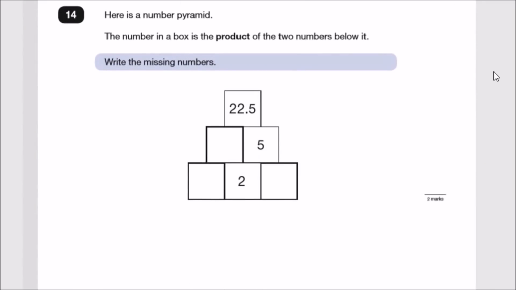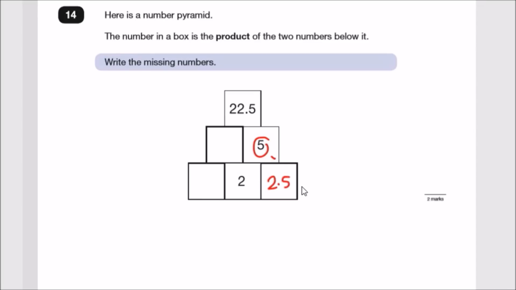All right, number 14. So here is a number pyramid. The number in the box is the product of the two numbers below it. Ooh, challenging. Write the numbers. So basically, we need to pick a number that will make the number above. So 2 times something is 5. If you know your times table well, we know that 2 times 2 is 4, and 2 times 3 is 6. So the number between 2 and 3 is 2.5. 2.5 times 2 is 5.